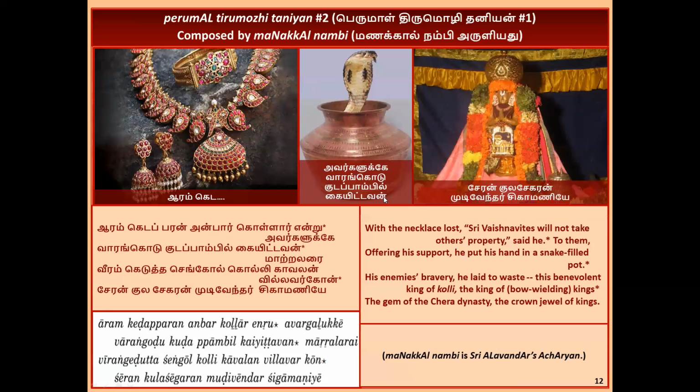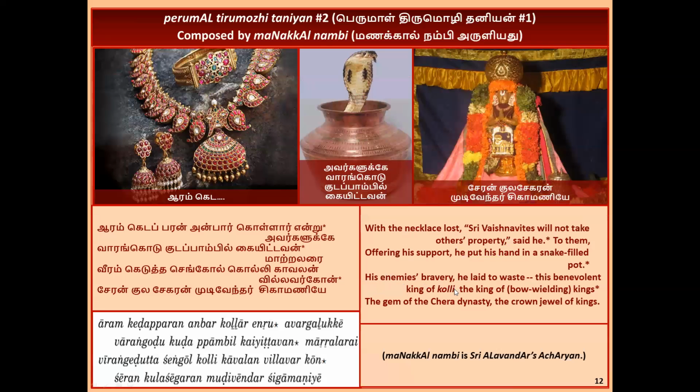So that incident from Sri kulasEkhara AzhvAr's life is referred to in this taniyan. Okay, so it will say, with the necklace lost, that jewel necklace lost from the palace. When it was lost, said he, that is kulasEkhara AzhvAr, he said, there's no way that the Sri Vaishnavites will not take others' property. So he put his foot down and he said, no, the Sri Vaishnavites will not have stolen this. And so what he did was he offered his support to them, not just with words. He really stood behind his words. So to them he offered support, not just verbal. He actually put his hand in a snake-filled pot. And of course, as we know, the snake did not bite him, thereby proving that the Sri Vaishnavites were innocent. So the first two lines refer to that incident from Sri kulasEkhara AzhvAr's life.